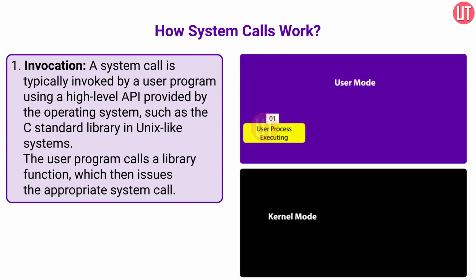How system calls work. 1. Invocation. A system call is typically invoked by a user program using a high-level API provided by the operating system, such as the C standard library in Unix-like systems. The user program calls a library function, which then issues the appropriate system call.